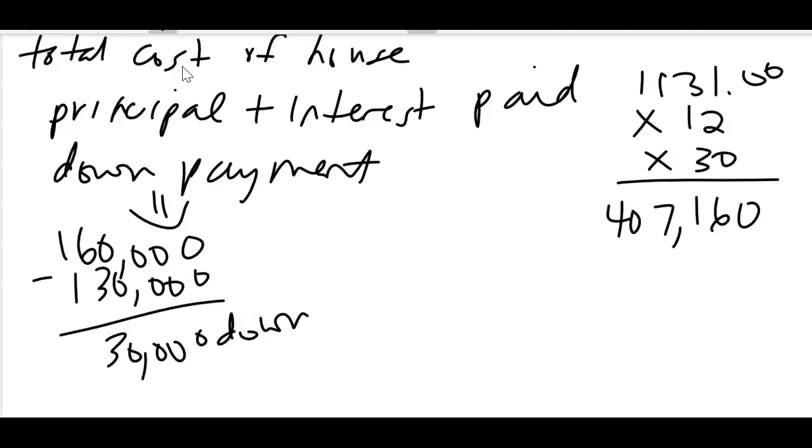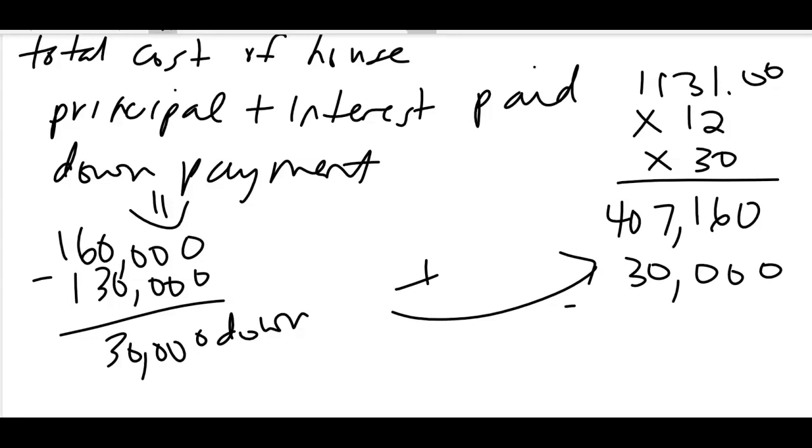So they paid $30,000 down plus this $407,160 that they paid every month. So we're going to add those two. So the total cost of their house is $437,160.